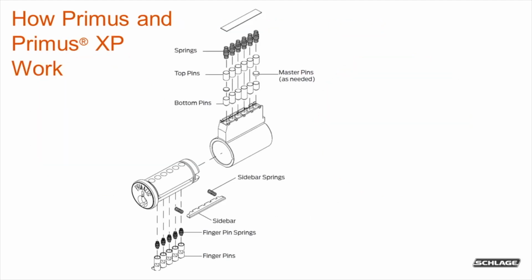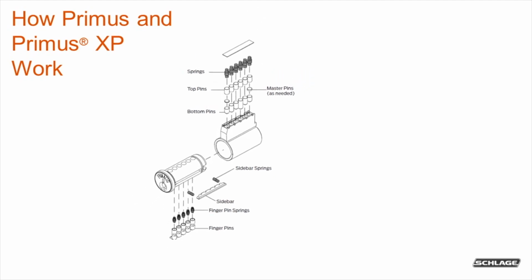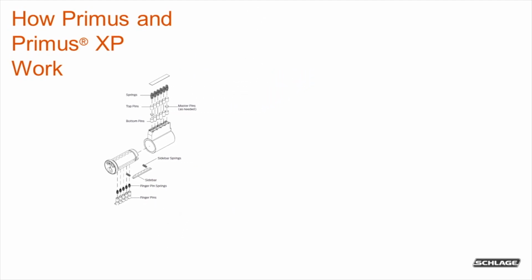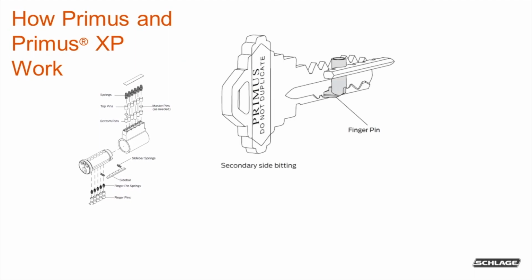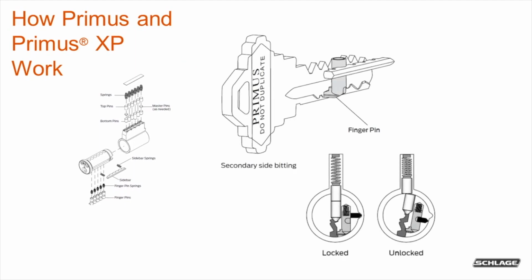While Everest and Everest 29 are keyway families, Primus and Primus XP are technologies. The Primus XP cylinder is a conventional Schlage cylinder with a few modifications. A sidebar and finger pins are added to the conventional cylinder to provide additional security. The Primus or Primus XP key has a secondary bitting on the side of the blade to accommodate the finger pins. When the key is inserted, each of the side bit cuts lifts the finger pin and rotates it so that the notches in the sidebar align with the notches in the back of the finger pins.